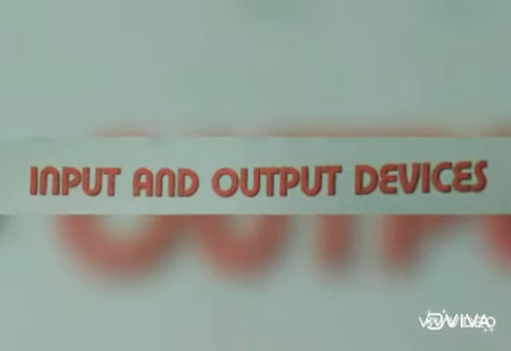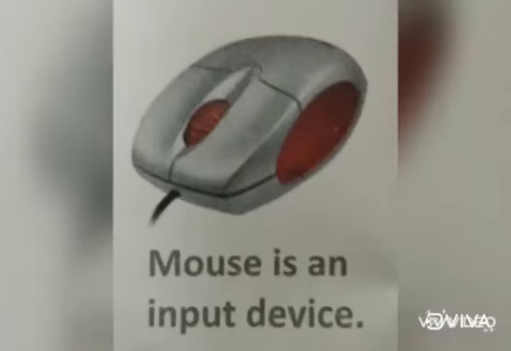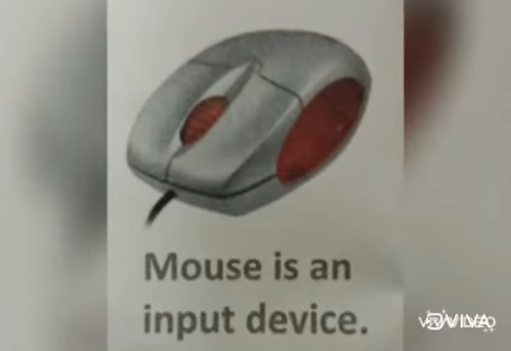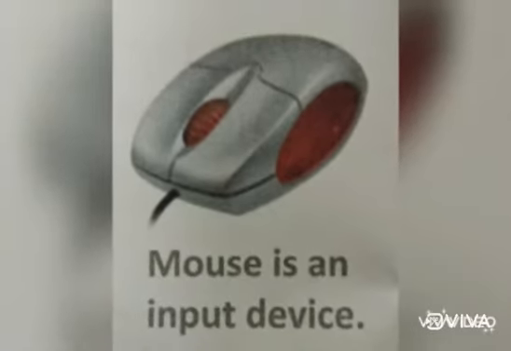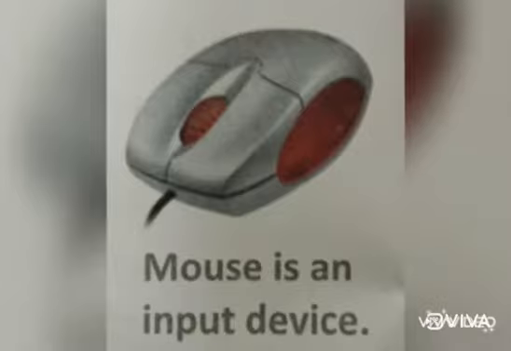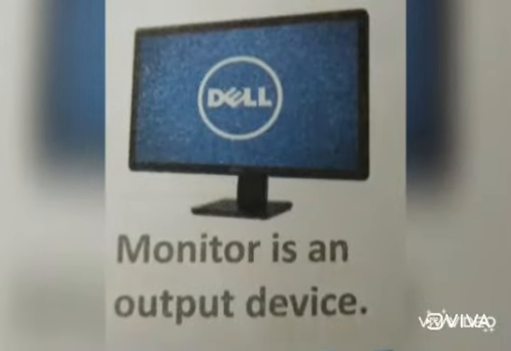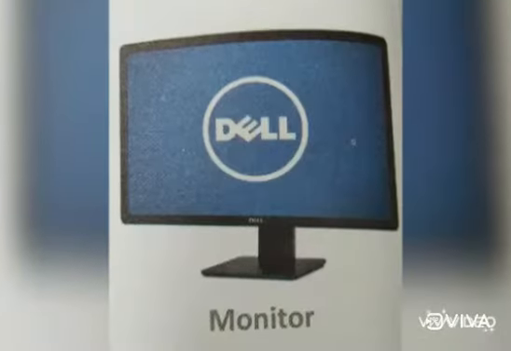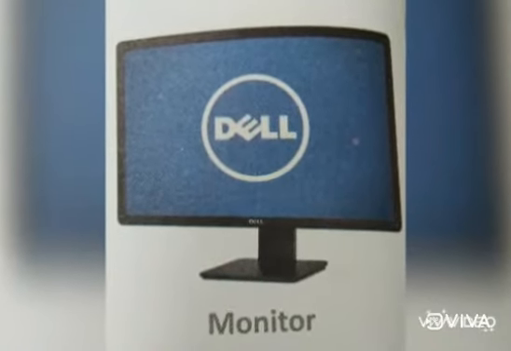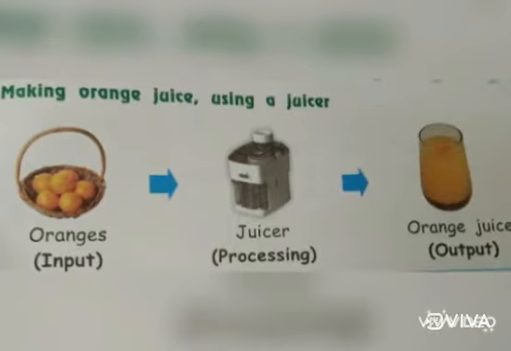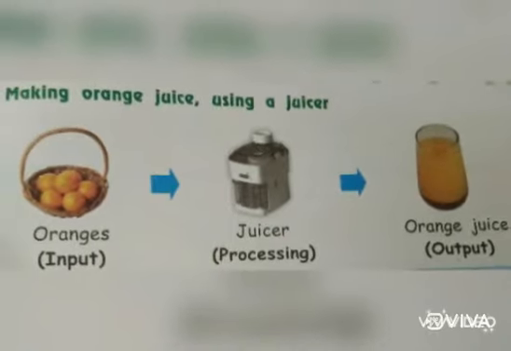The set of instructions that we give to a computer is called input, and the devices that help in giving instructions to the computer are input devices. The results that come after processing are output, and the devices that help in getting results are output devices. Let's try to understand with the help of an example.